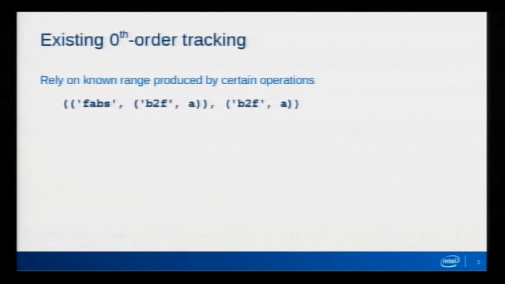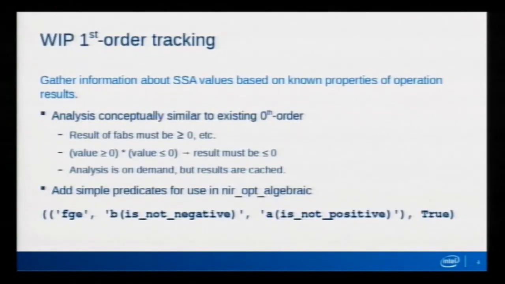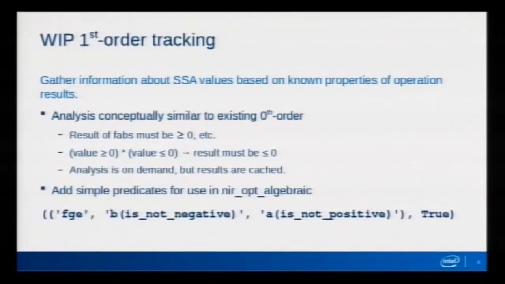algebraic. So I've done some work building from that into a more general framework to implement what I would call first order tracking, where you can ask questions about a particular SSA value and it works back through how that SSA value was created and infers things from what you know about those operations. If you see an absolute value on some SSA value to produce another SSA value, you know that the result must be greater than or equal to 0. So we can track knowledge about relationship to 0 and then employ that knowledge to do other optimizations.